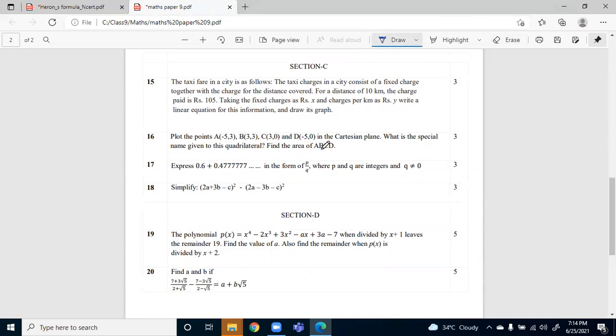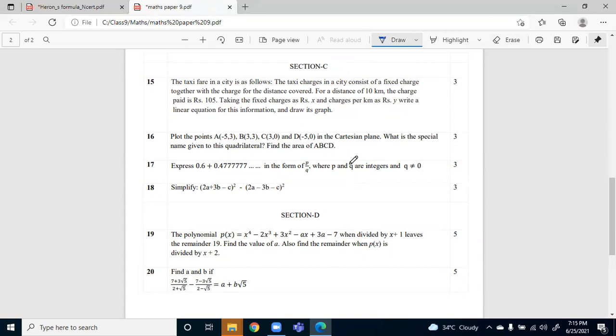Okay, so plot the points in the Cartesian plane. What is the special name given to this quadrilateral? So you need to plot these points. Ma'am, it's a rectangle. It's coming out to be a rectangle. Okay. So what others say? Ma'am, yes, rectangle. Correct.